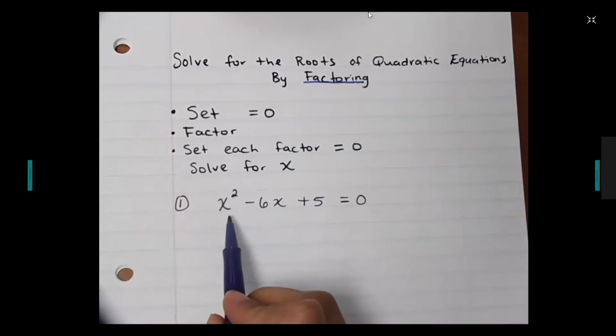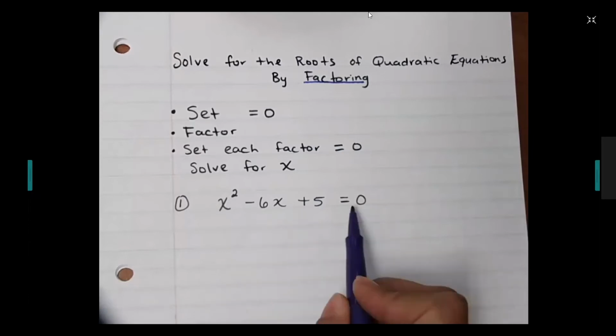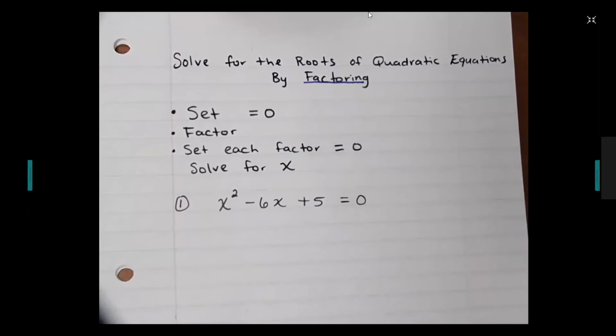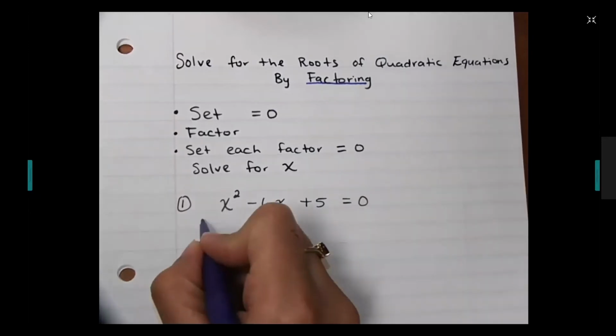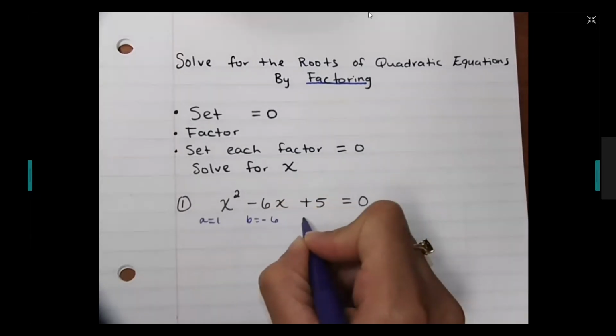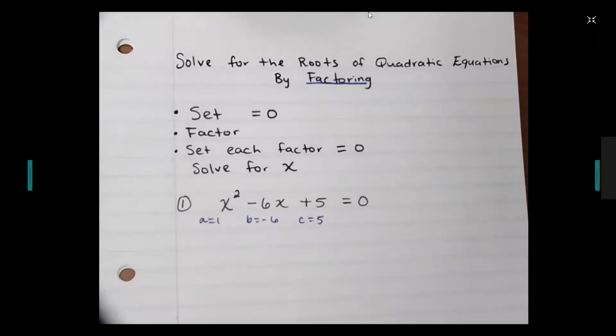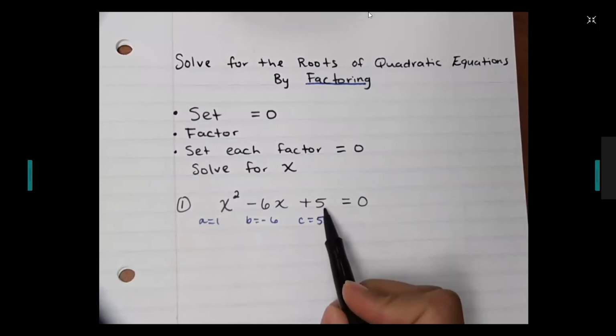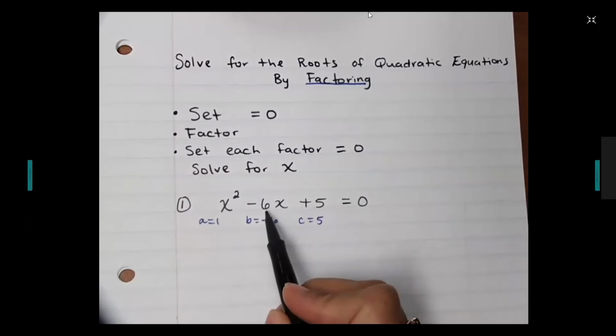Here I have x squared minus 6x plus 5 equals 0. So this first step is good to go. I don't have to fix it because it's already set equal to 0. For this equation, I know that a is 1, b is -6, and c is 5. Because the leading coefficient is 1, it makes it really easy to factor. All I'm going to do is look for two numbers that multiply to +5 but add to -6.